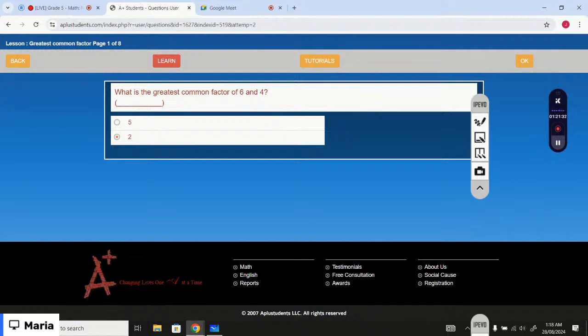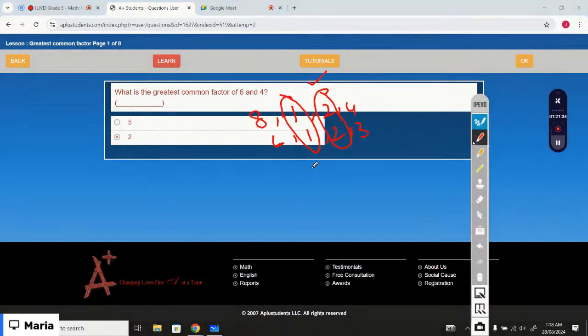5 times no number is 6 and 5 times no number is 4. So the correct option is 2 because 2 times 3 is 6 and 2 times 2 is 4. So the greatest common factor is 2. Got it?